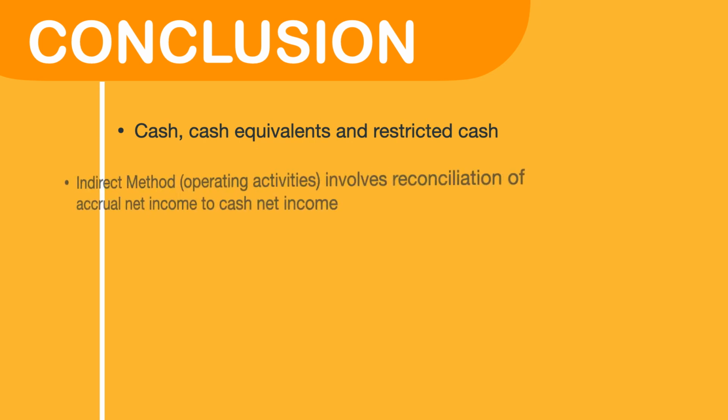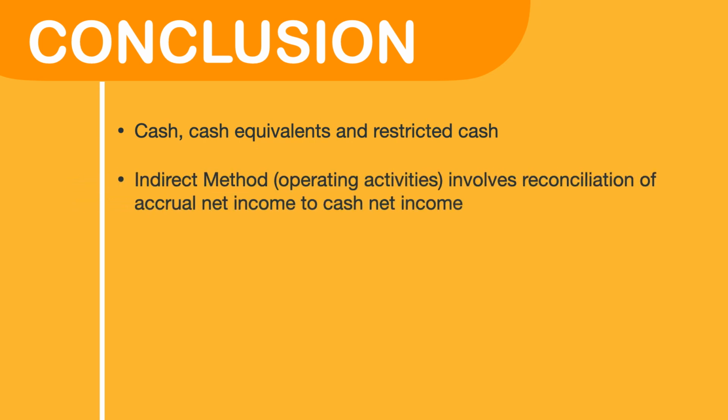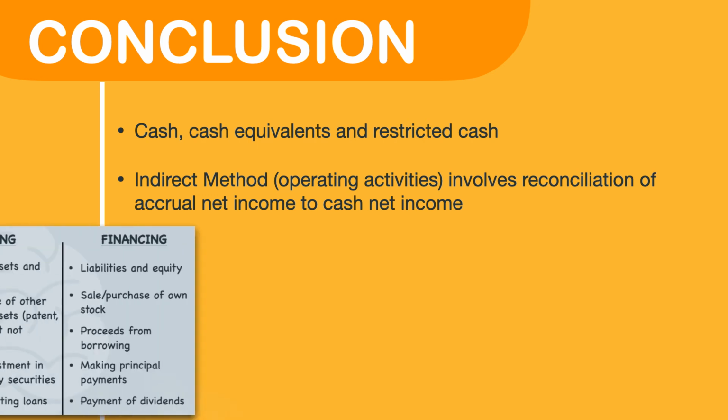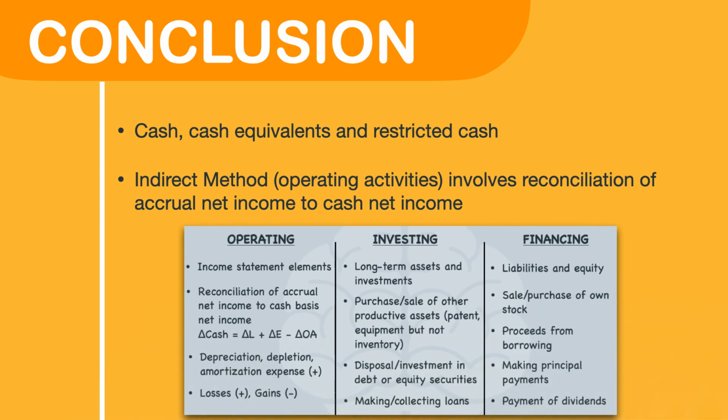In conclusion, remember that this statement shows a company's ability to generate cash. Now this includes cash, cash equivalents, and restricted cash. In the indirect method, the only difference from the direct method is in its operating activities section, which involves a reconciliation of accrual net income to cash net income. And finally, here are the three different categories and the elements that fall under each.